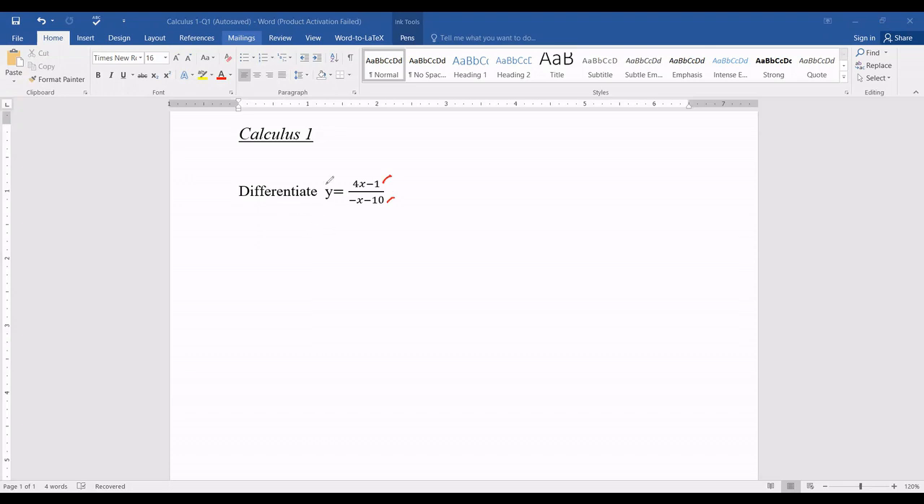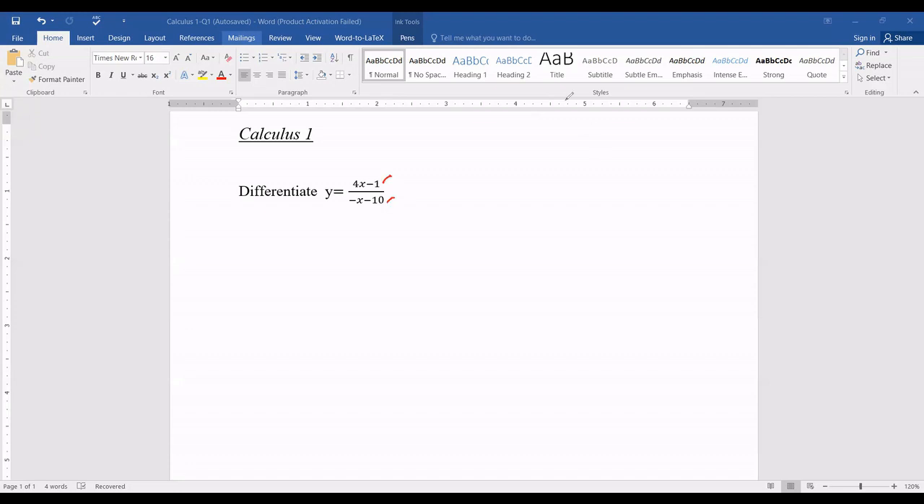A fraction function is usually denoted by any alphabet or any function, like f(x), g(x), h(x), y, and so on, followed by the independent variable. Take a look at this example. This is one of the fraction functions, and we will see how we need to differentiate this type of function.